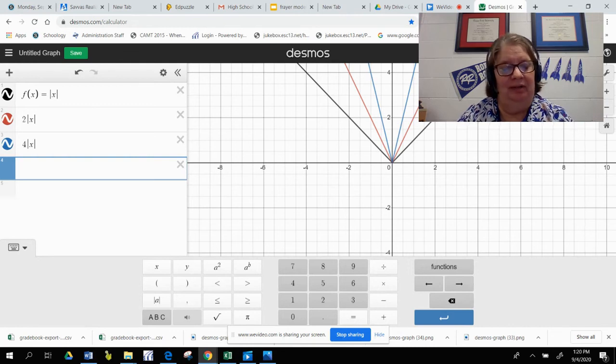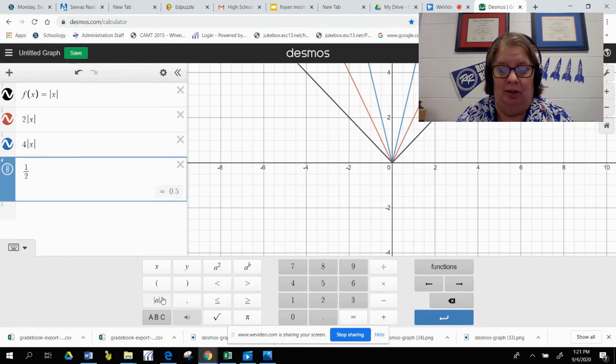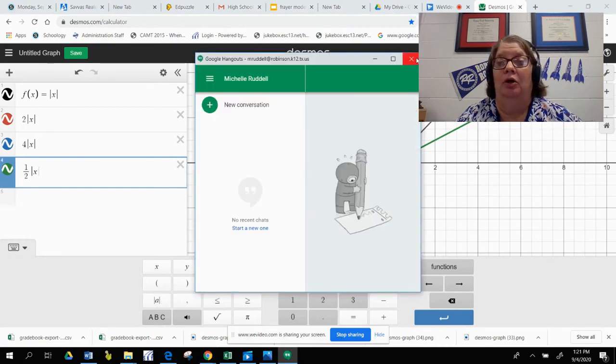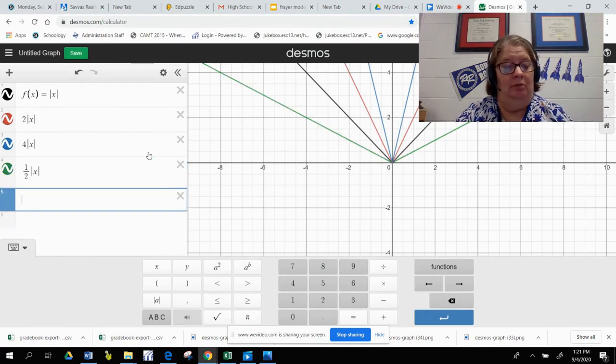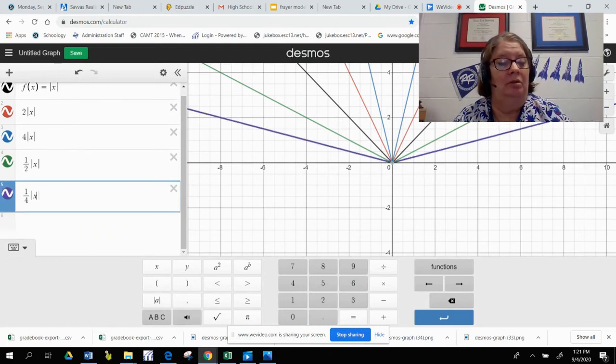What if I did, I know you guys don't like fractions, but what if I did 1/2? I just typed 1/2 and Desmos converts it to that fraction. Easy. Now I don't want that in the bottom, so I'm going to use the arrow key to get out of the fraction. And then put the absolute value. Okay, the 1/2 absolute value of x is green. What happened? What about 1/4? We can make a really pretty picture. Watch this.